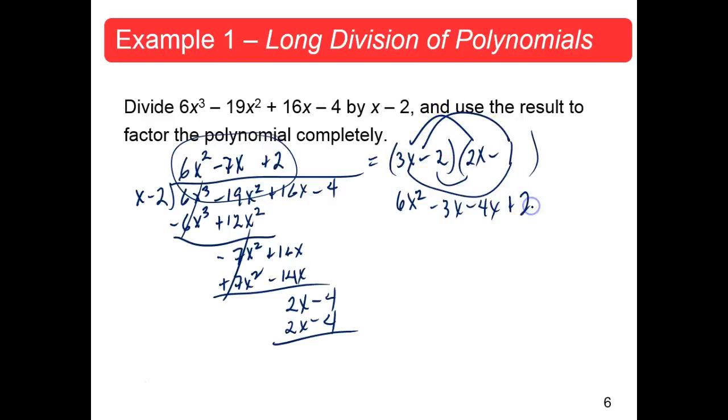Plus 2. Yes, yes, yes. Ding, ding, ding, we got it. Okay, 6x squared minus 7x plus 2. So now we factored it completely. So when you're doing these, you may have big, long, hairy polynomials of high degree. Chip away at them until you get down to quadratics.